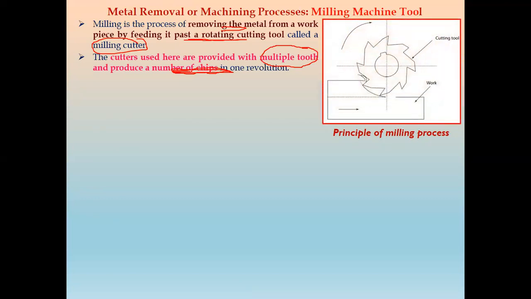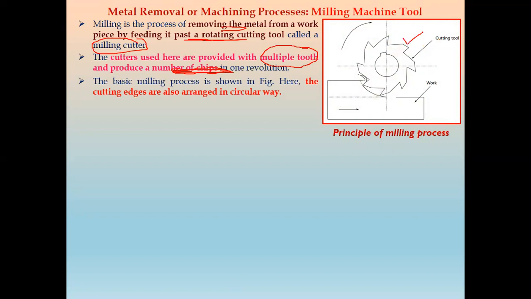If you see the principle of milling, the basic milling process is shown in this figure. We have a cutting tool, that is a milling tool, and we have a workpiece. Here, the cutting edges are arranged in a circular way. That is the multi-point cutting tool.